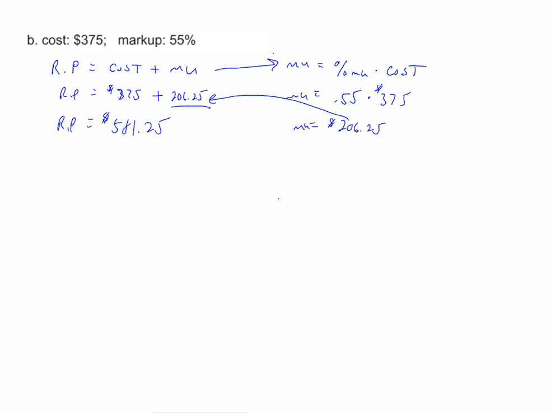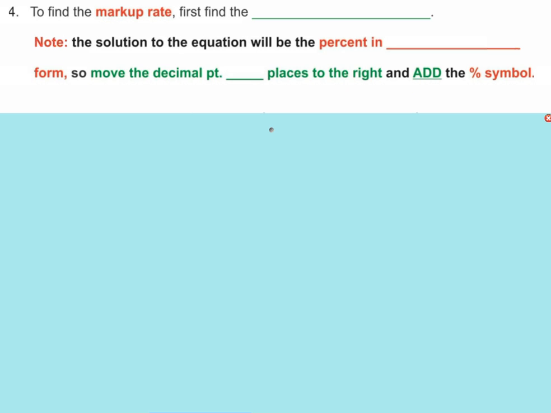Again, notice the organization. I started with a formula that'll find the retail price. That told me I still needed the markup amount to run the formula. So I used the markup amount formula, found the markup, added it to the cost, and we end up with the retail price. All right, so once you got that correct, just like with discount, they could ask you to find the markup rate.